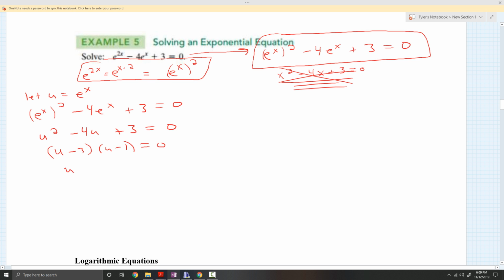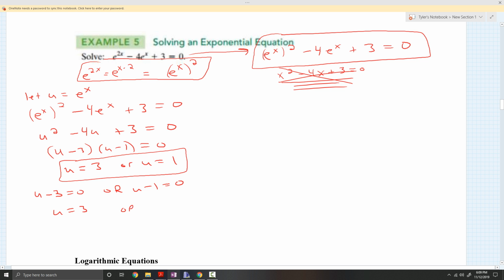So in other words, u is going to be equal to 3, or u equals positive 1. We know this to be true because we solve each of these for 0. So if you wanted to write this out a little more formally, we would say u minus 3 equals 0, or u minus 1 equals 0. And of course, you would solve each of these, and that's where you get u equals 3, or u equals 1. All right, but we weren't after what u equals.